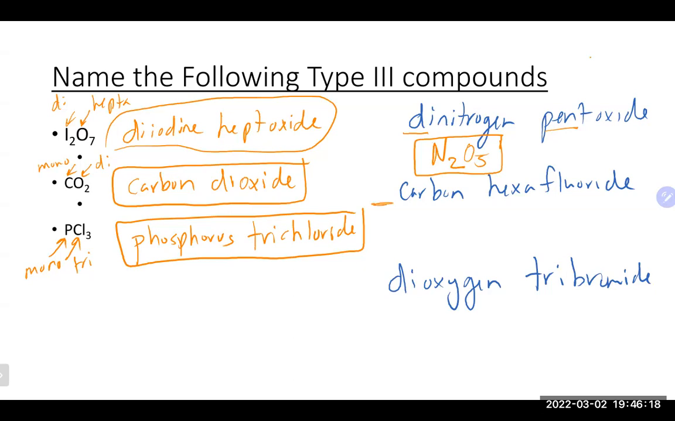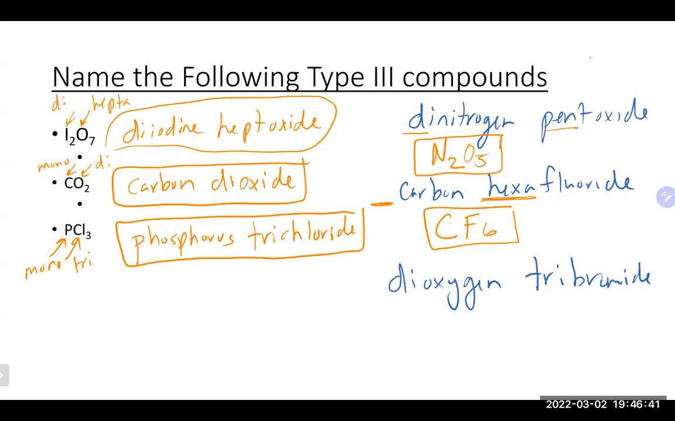Same thing here. We don't really see a prefix on the first one, which is carbon, but we definitely do see it on the second one, which is hexa. So that tells us no prefix on our nonmetal carbon in this situation means there's only one of them. So we would write a C. Hexa is the prefix for 6. Fluoride is F. So this would be CF6 in this case.